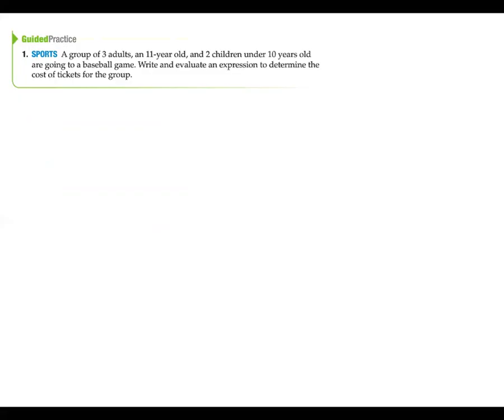All right, we're back. A group of 3 adults, an 11-year-old, and 2 children under 10 years old are going to a baseball game. Write and evaluate an expression to determine the cost of the tickets for the group. So in this case, I have 3, 4, 5, I have 6 people. So I'm not going to get the 10 or more group rate.